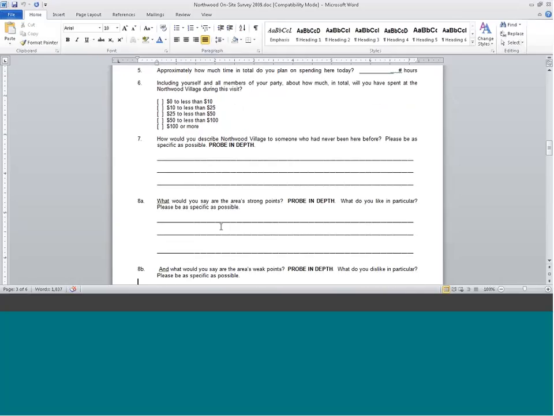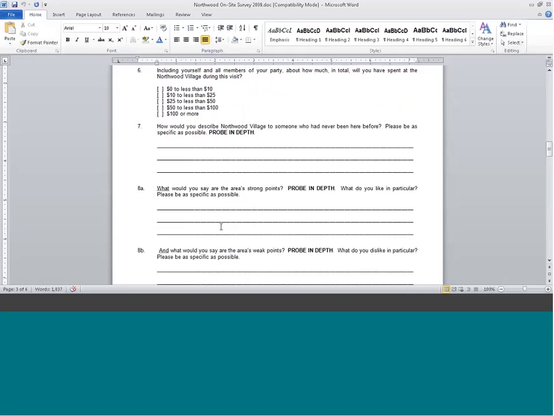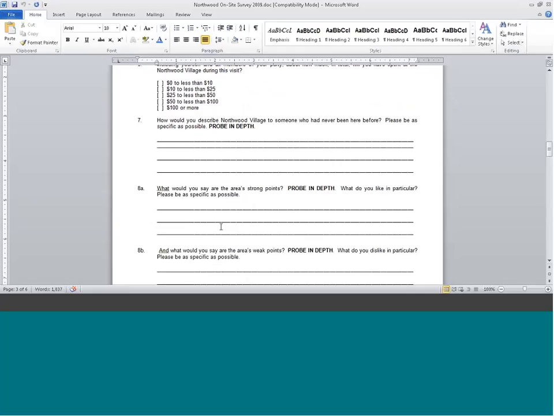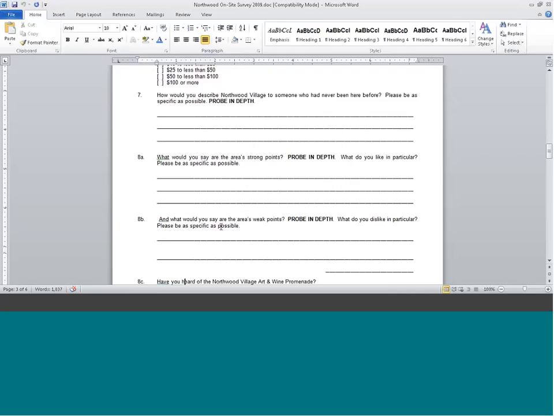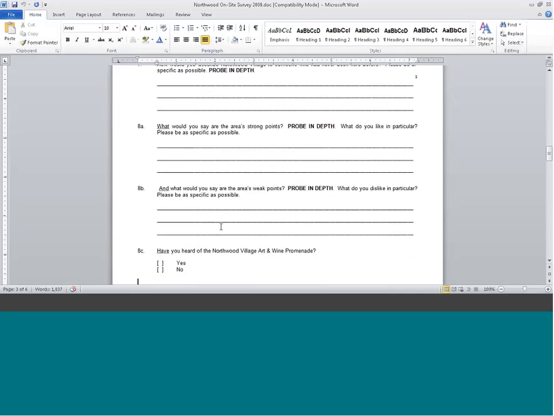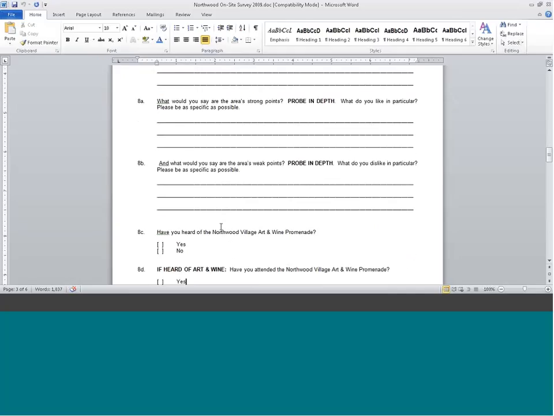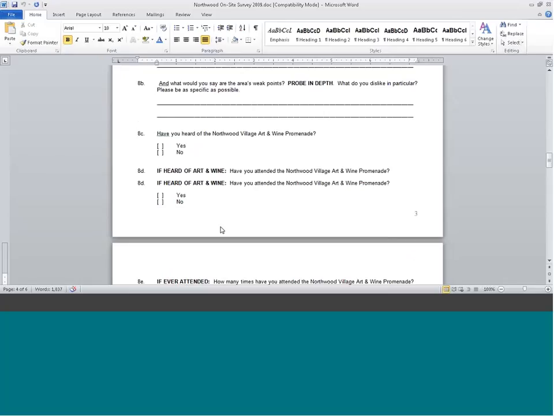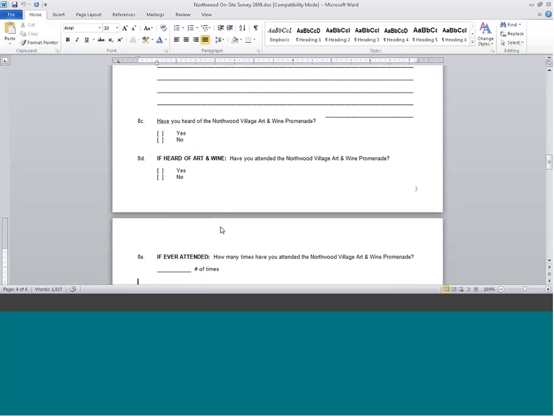8A also is a probe in depth, if I could say it, probe in depth. 8B, probe in depth. Okay, so it's just saying what do you like, what do you dislike, how did you hear about us, which is 8C. And then there is a skip pattern in question 8D, which says if you've heard of Art and Wine, which must be one of their events here.